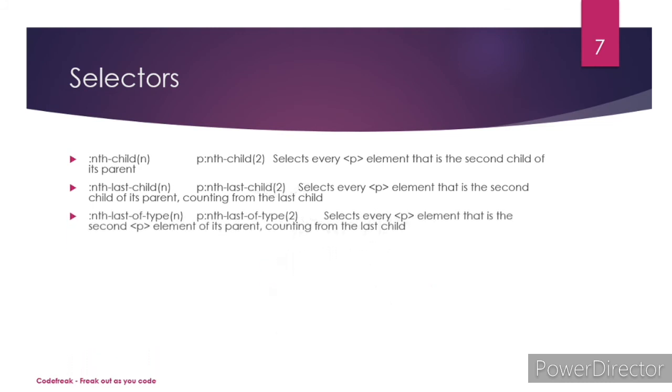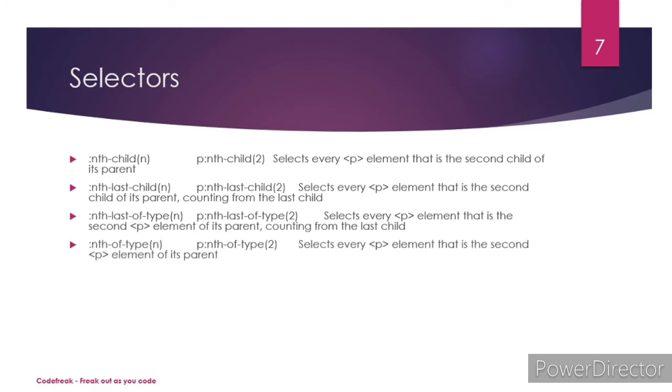So then you have nth last of type. So this is something which looks big. Okay, so let's see what it is. Selects every p element that is the second p element of its parent, counting from the last child. So this is similar to last of type only.